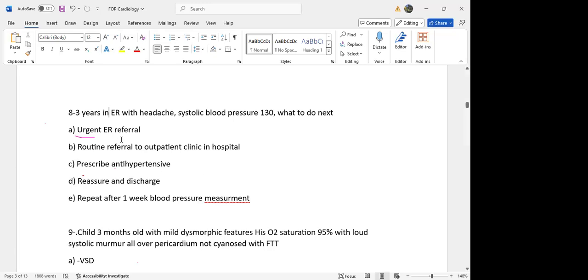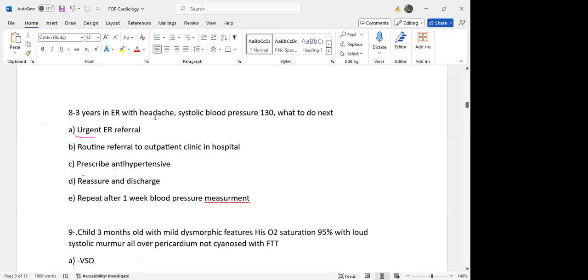The scenario here is not a clear scenario. Basically this will be an ER referral, and this child will be managed. Why? Even though the child is 3 years old, normally when we check the blood pressure, the child starts crying. They have apprehensive behavior. Because of that, sometimes the blood pressure can be raised, and you may not get a normal value if you check it the first time.